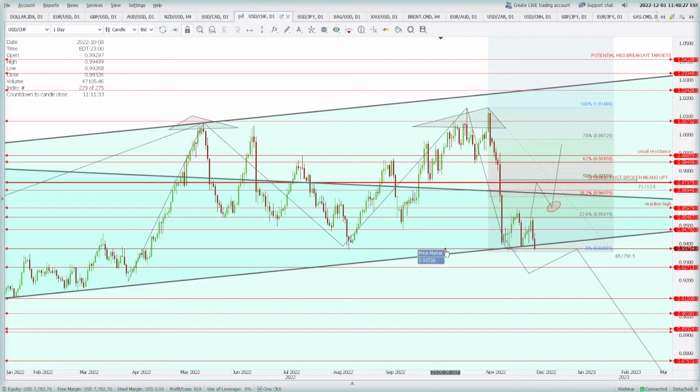So where is the support? The price is actually trading at the support now. After this, next support is 0.9271, and on the higher side we have resistance at 0.9479.